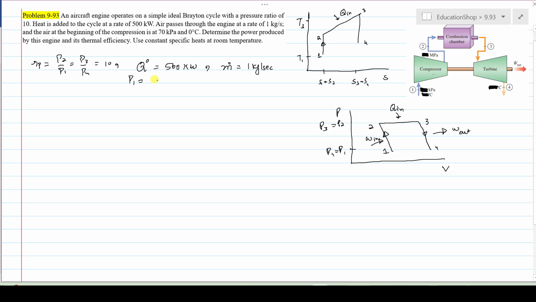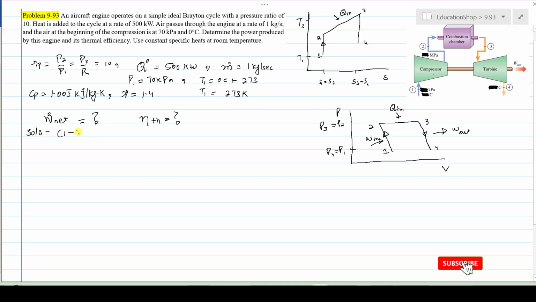Pressure P1 is 70 kilopascals. Temperature T1 is 0 degrees Celsius, converted into Kelvin. So T1 is 273 Kelvin. We will use the Cp value of 1.005 and the isentropic index of 1.4. What we need to calculate is the power produced, W net dot, and the thermal efficiency. That is all the requirement. Now let's come to the solution.